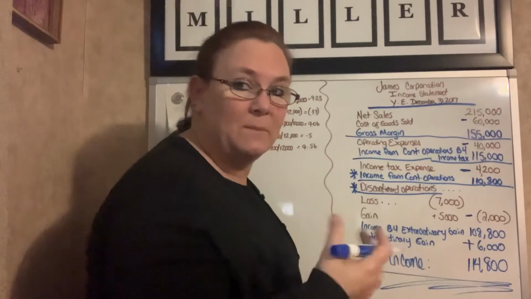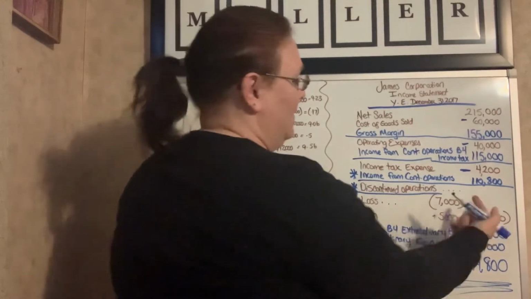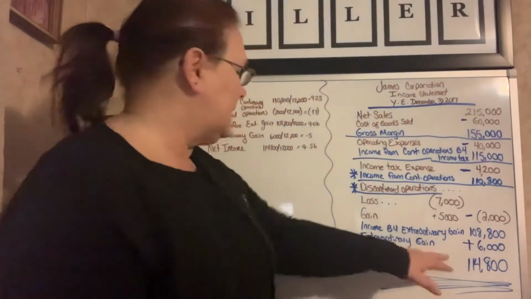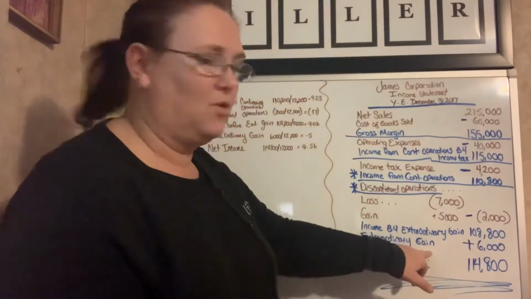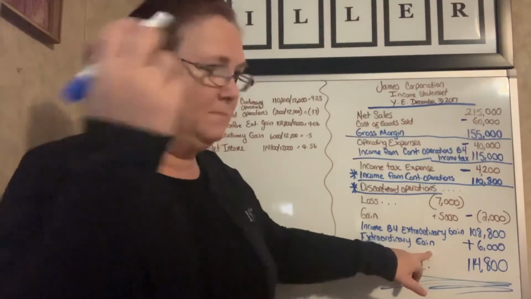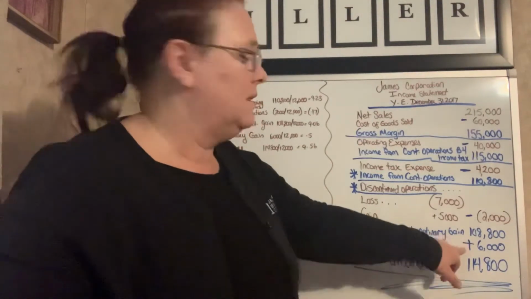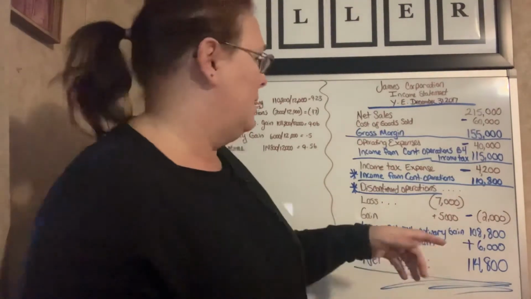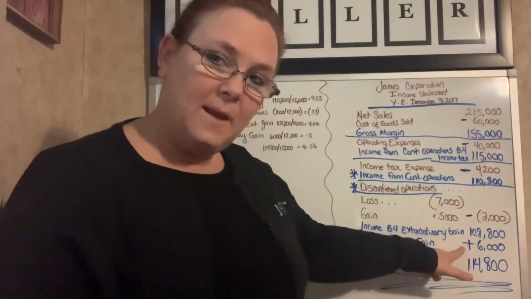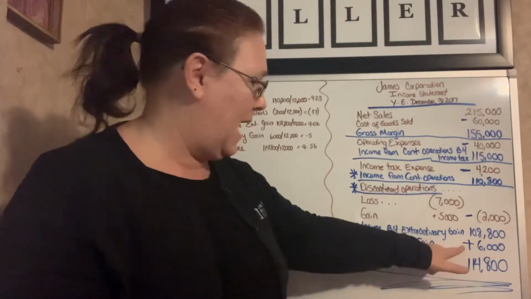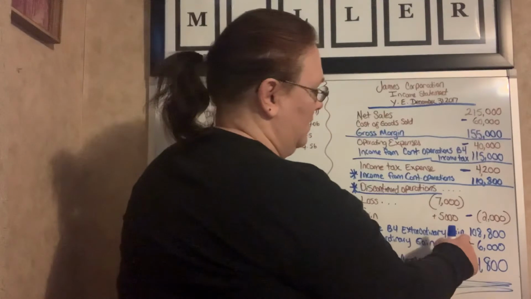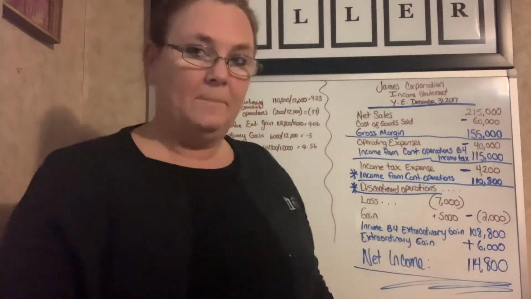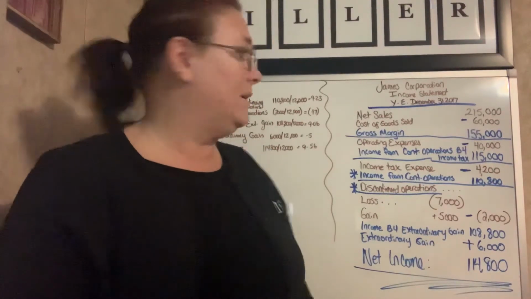In your textbook, this might be a gain. If it is a gain, then add that number. If it is a negative or a loss, then subtract that number. Same thing down here. If this is an extraordinary loss, say a hurricane hit and we lost things, this would be a subtraction. So these are the only two times where it can go either way. But in our case, for this example, it is a gain, which means it's an add number here. So it's 108,800 plus 6,000 gives you your net income. That's as hard as this one is.